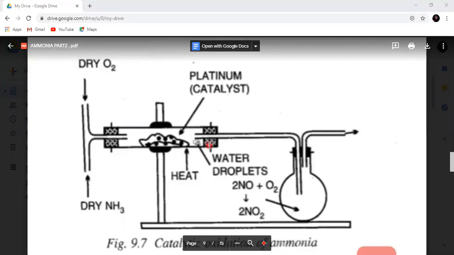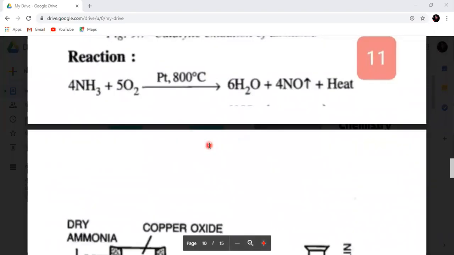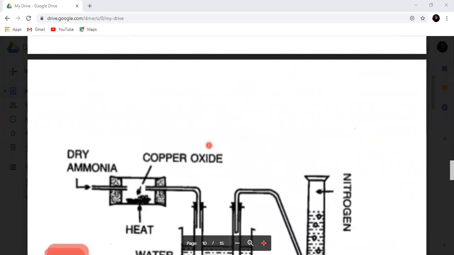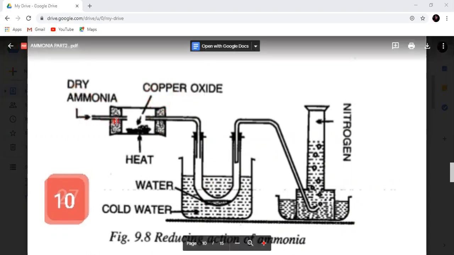After this catalytic oxidation, the next thing is what? Ammonia acting as a reducing agent. Here we are studying the reduction of metallic oxides, the reducing action of ammonia. We can take either copper oxide or lead oxide. Here in the diagram, copper oxide is being taken, treated with dry ammonia.